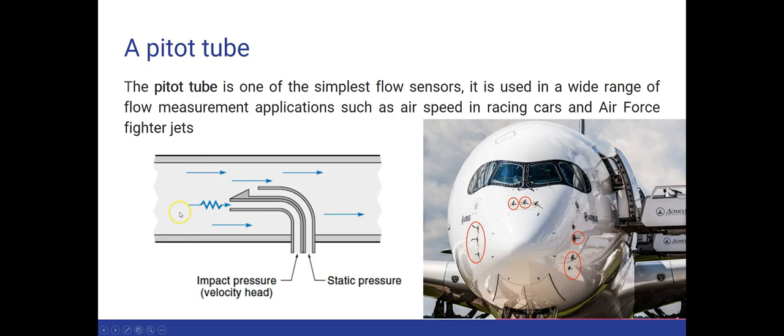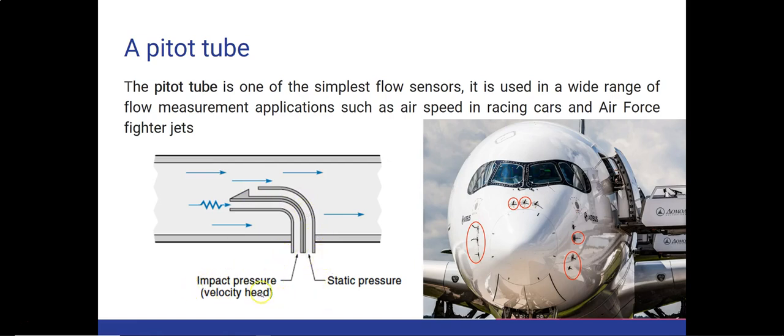Pitot tubes cause minimum restriction in the flow. The pitot tube is basically a small open tube that faces into the flow. One tube faces into the flow and reports the impact pressure, while the other tube, which you see here, opens perpendicularly to the flow and reports the static pressure.